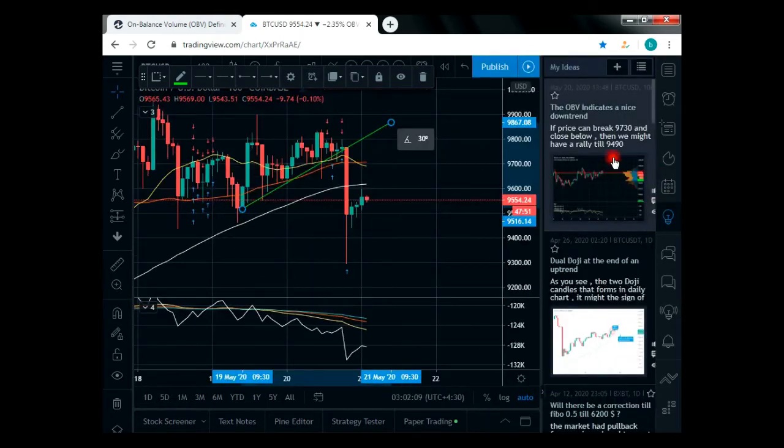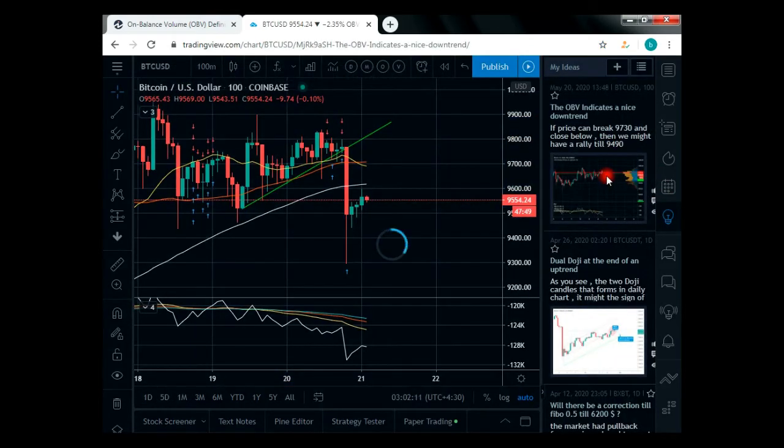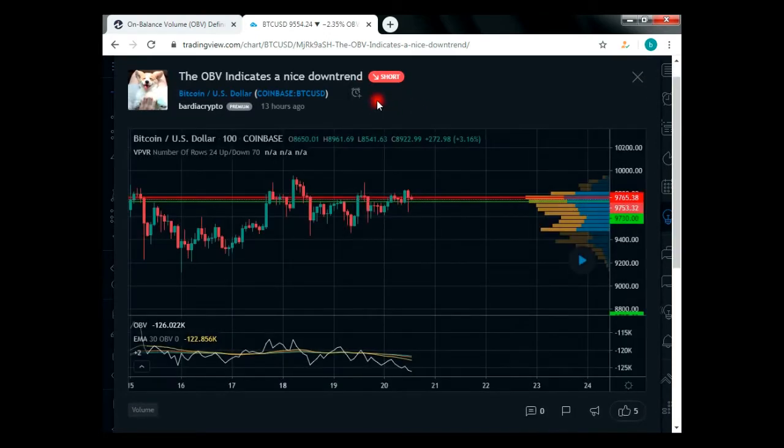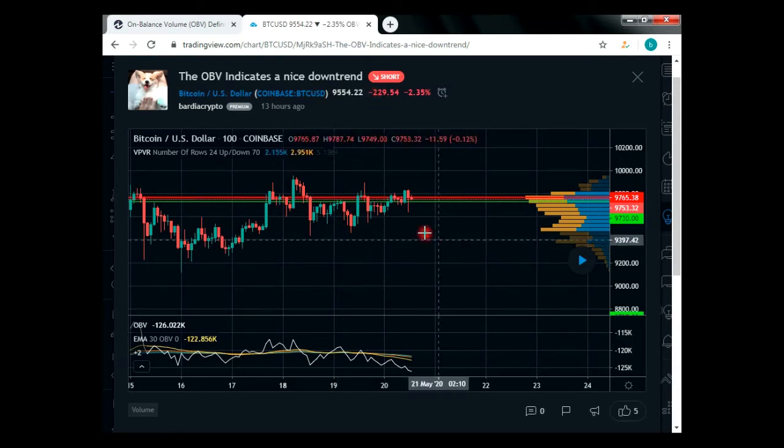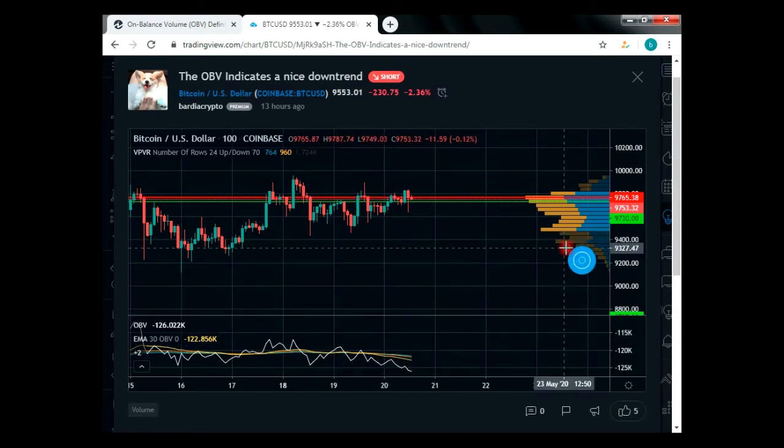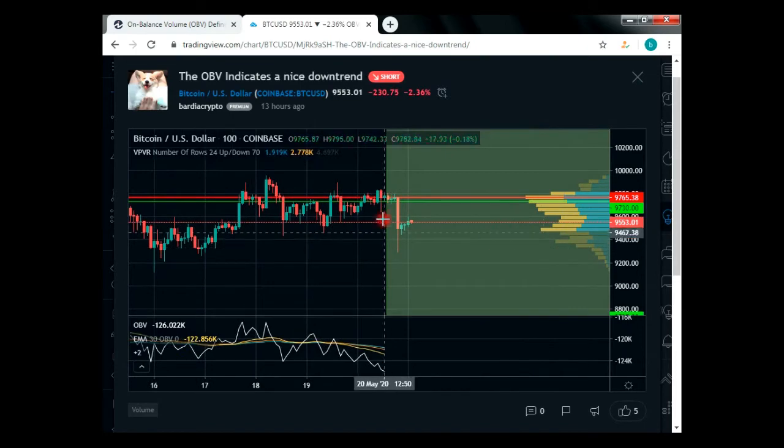As you can see on my analysis, I predicted this market was going to be short for a while, and here's what it is. It is my analysis, and it became a success, and I wanted to share this with you.